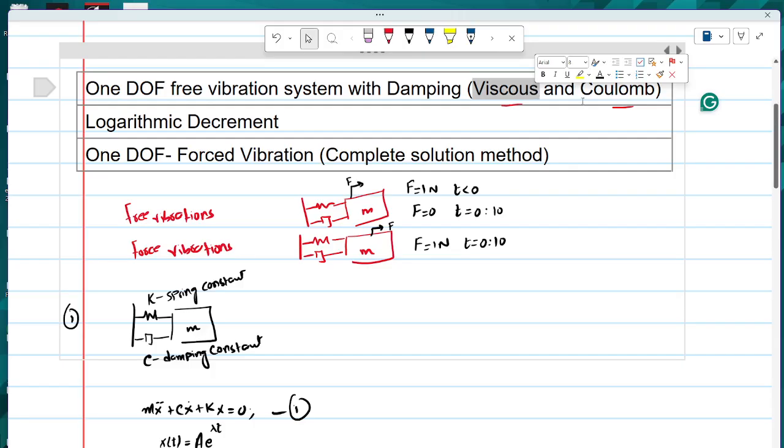There the damping will be based not on the viscosity of the fluid, but rather on the friction coefficient between the two materials. So that's Coulomb damping, and we will see it later on.